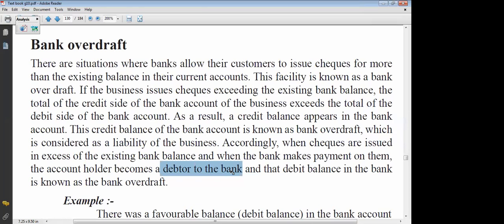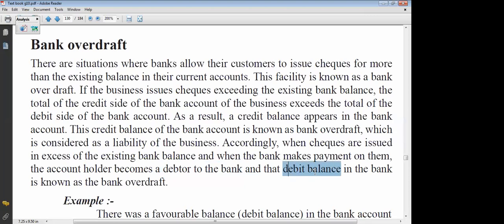Here in our example, 40,000 is payable to bank. Payable to bank means from the bank side that 40,000 is receivable from your business. Asset for the bank. It means a debtor to the bank.